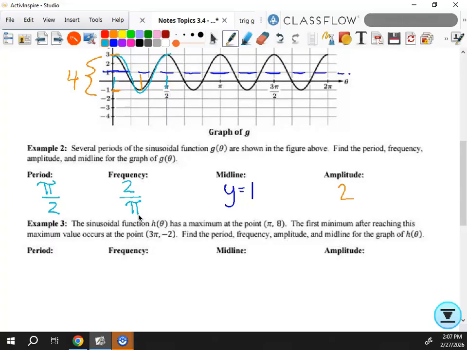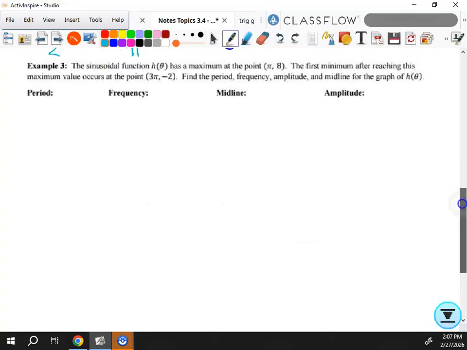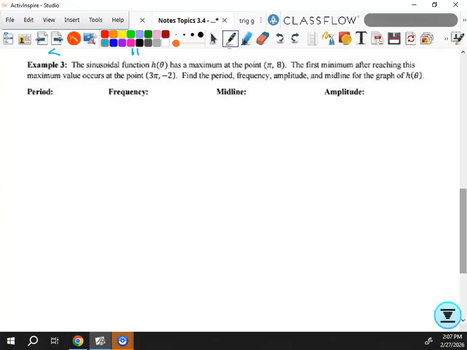Okay, good. Now here's the next one. We don't have a picture. So we need to come up with one to help us with this. And I know most of you don't think the words in these are important, but they are. So it starts by saying the sinusoidal function. So it could be sine or cosine. I really don't care at this point. But it's called h of 0.